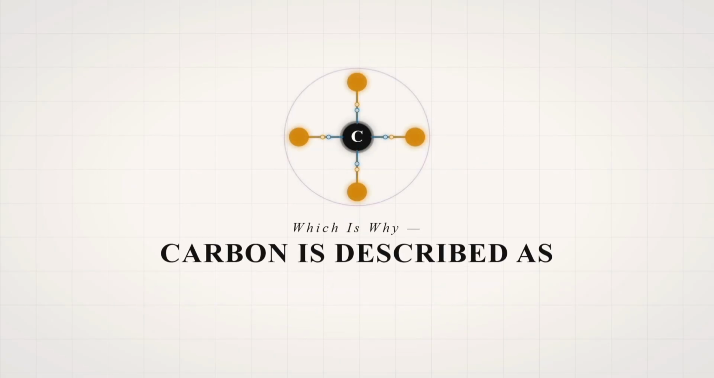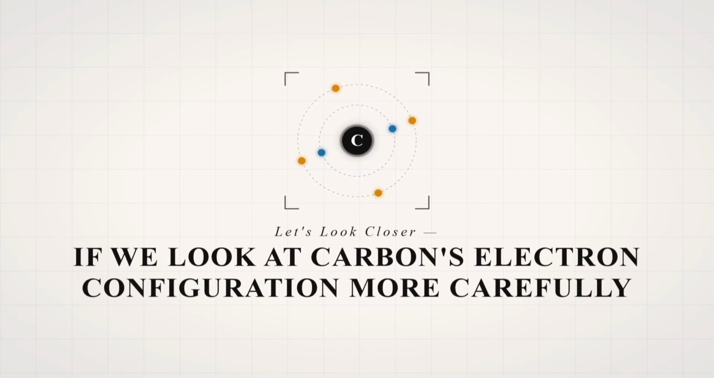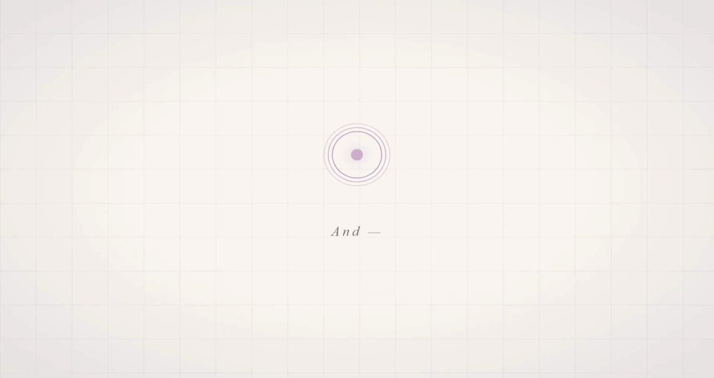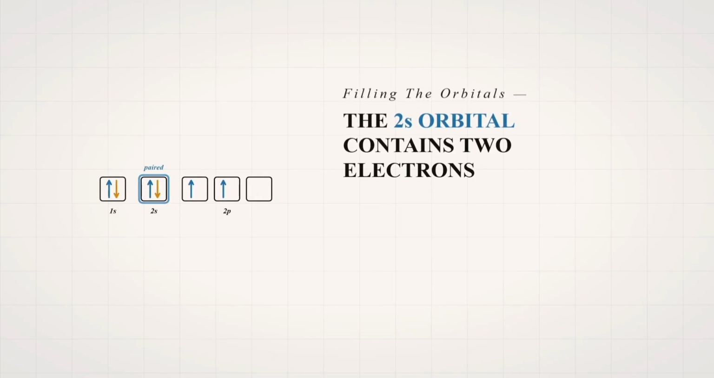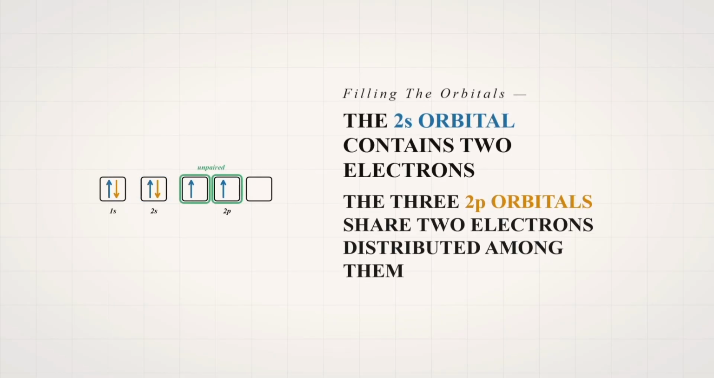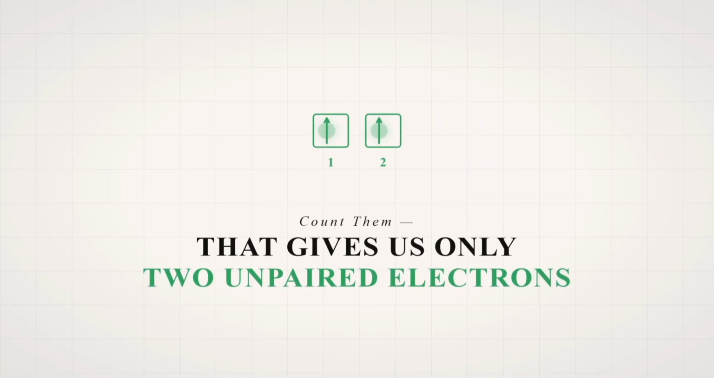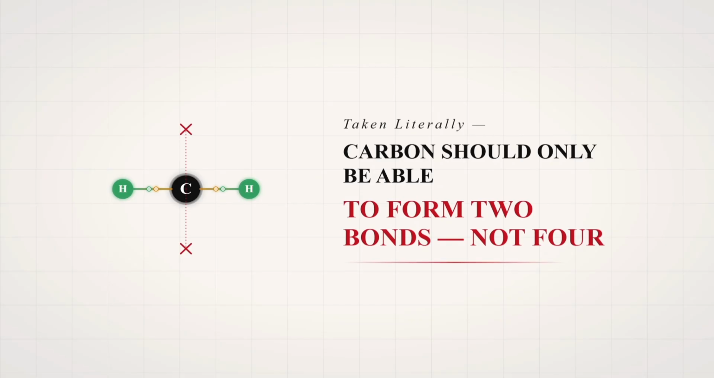This is why carbon is described as tetravalent, but there's a problem. If we look at carbon's electron configuration more carefully, it doesn't immediately appear capable of making 4 bonds. And this is where the real story begins. Look at carbon's valence orbitals in the ground state. The 2s orbital contains 2 electrons, and the 3 2p orbitals contain 2 electrons distributed among them. That gives us only 2 unpaired electrons. And unpaired electrons are what's needed to form bonds. If we followed this picture literally, carbon should only be able to form 2 bonds, not 4.